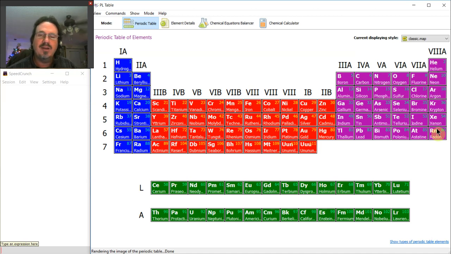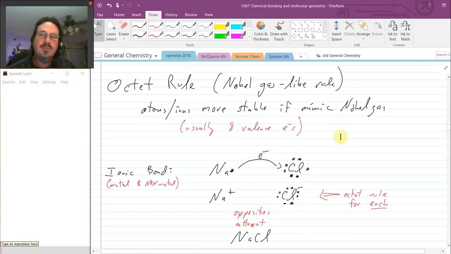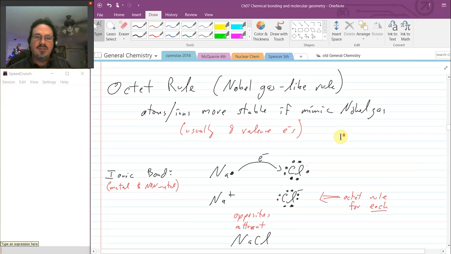So for the most part, yeah, it's the octet rule, because neon, argon, krypton, all these do have 8 electrons in that valence shell, but helium is the one exception. It's just too small. It's only going to have 2 electrons. All right. Either way, we're trying to get to be like a noble gas, which is particularly stable.